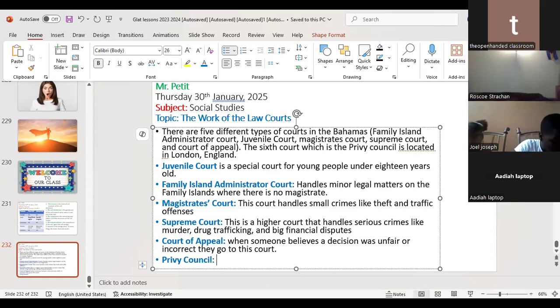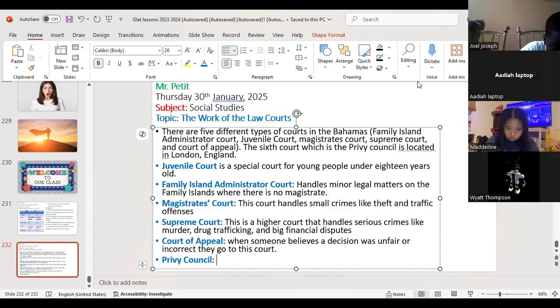Adai, are you writing this down? Are you typing this? Yes, sir. So, which part are you on, Adaya? I write in the juvenile court thing because I keep typing in the wrong letter. Okay. And Wyatt, where's Wyatt?